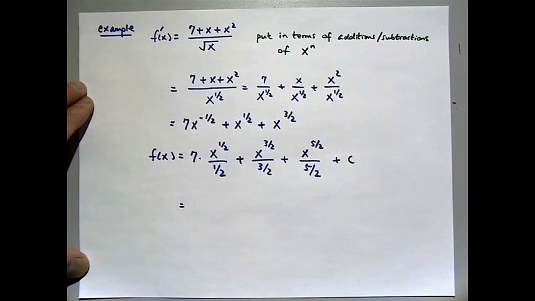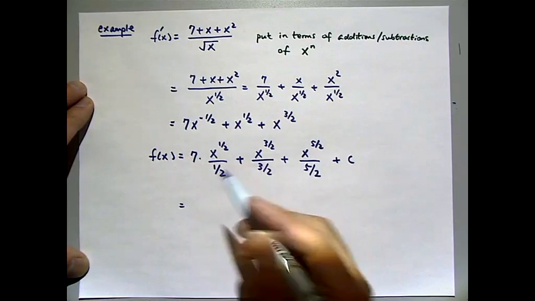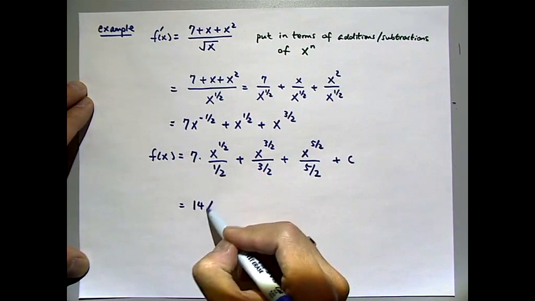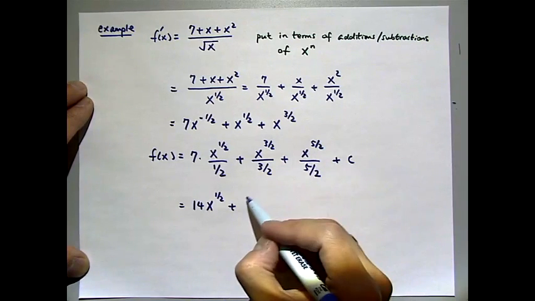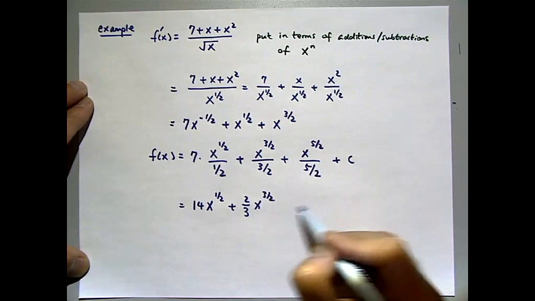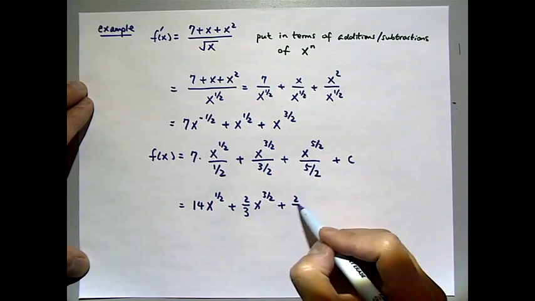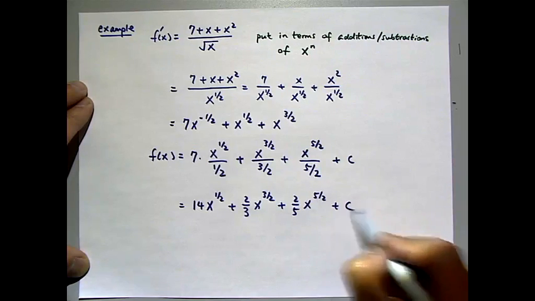Okay, now let's clean this up. 7 divided by 1/2 is the same as 7 times 2. So that's 14 x to the 1/2. Over 3 over 2 is the same as times 2 over 3. Over 5 over 2 is the same as times 2 over 5, plus c.